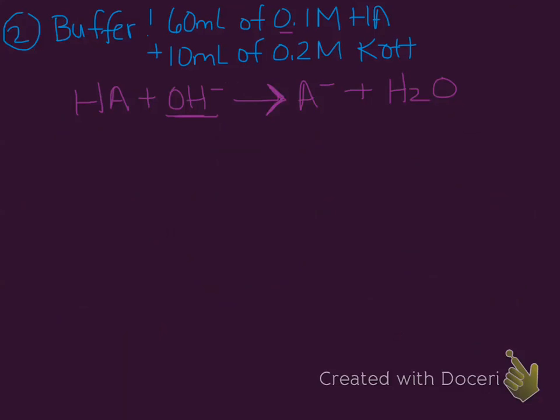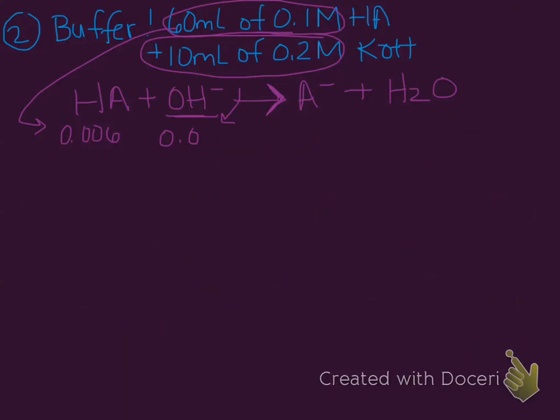So if we take 60 mils, we convert it to liters, and we multiply it by 0.1, you're going to get 0.006 moles. And if we do the same thing for this, you're going to get 0.002 moles, and this is initially 0. So your OH is going to be your limiting reagent because you have less of it, and it just has to be in the buffer region.